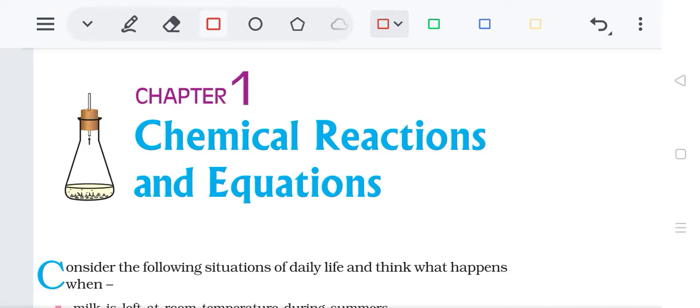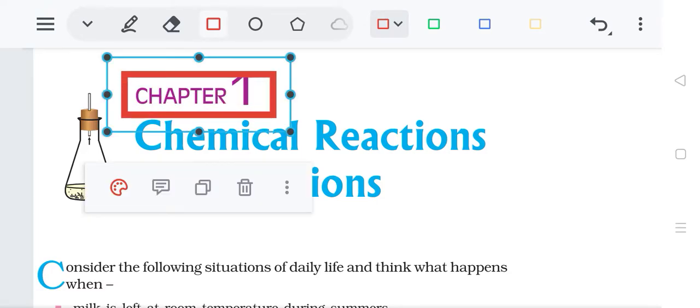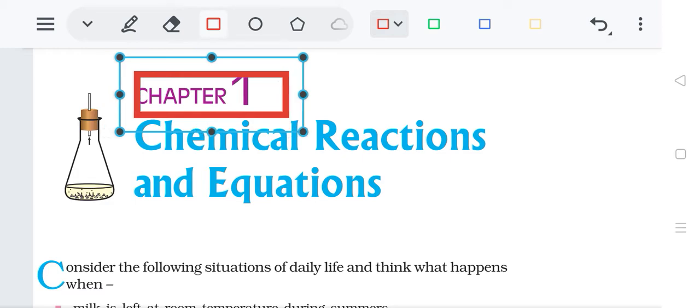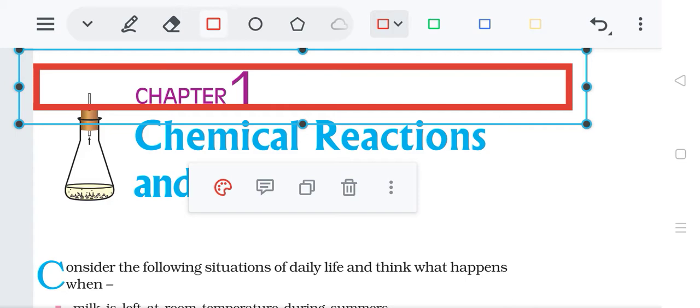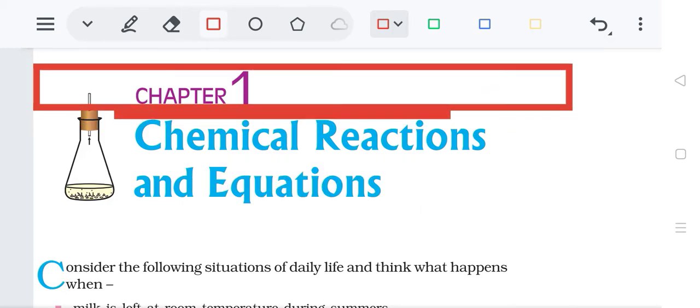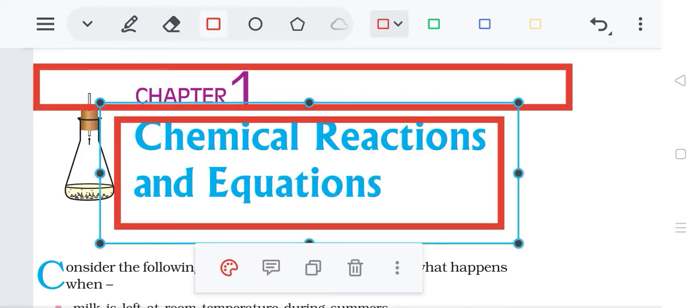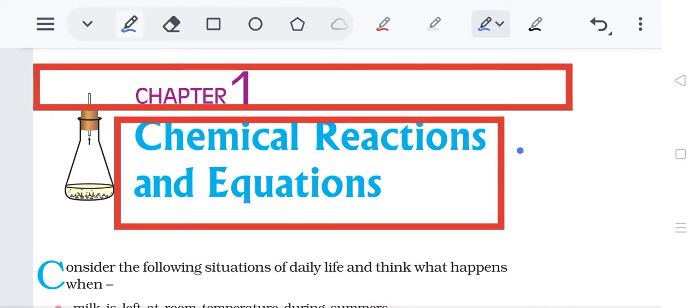Hi friends, so today we are going to study chapter number 1 of science, chemical reactions and equations. We have already done part 1 of this chapter, which means that this is part 2 of this chapter.